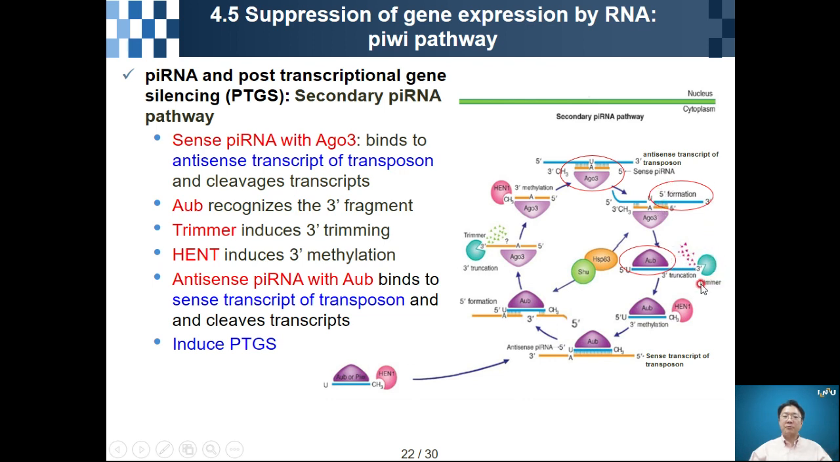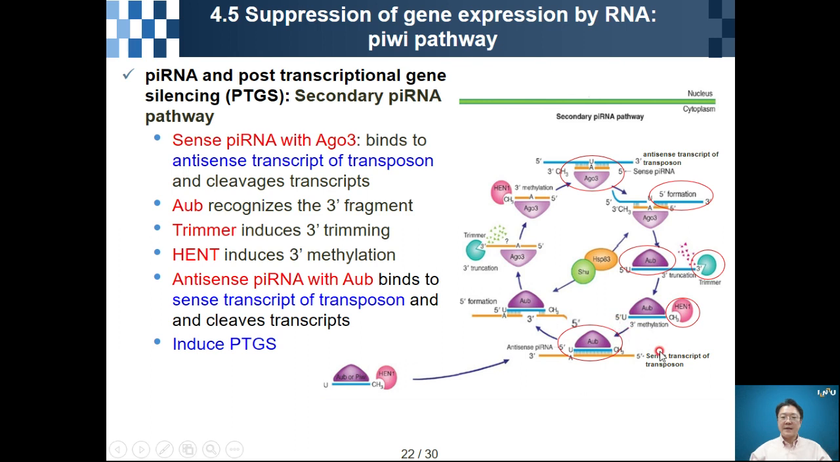After that, Trimmer may induce 3' trimming, and then Hen1 induces the 3' methylation. So in these cases, the antisense piRNA with AUB binds to the sense transcript of the transposon and cleaves the transcript. After that, this pathway will be repeated.